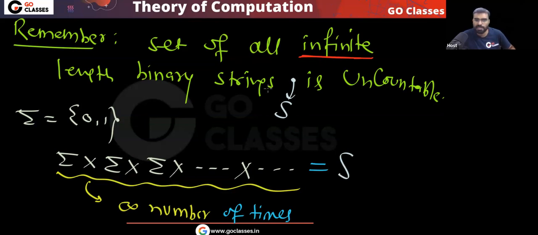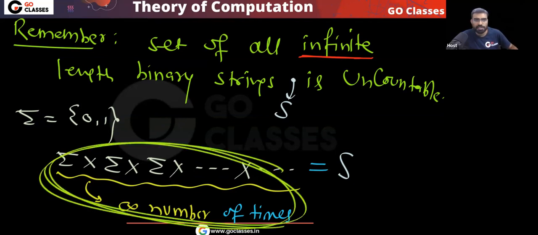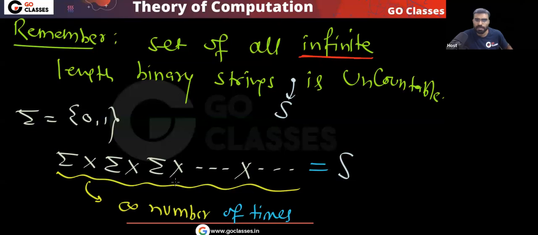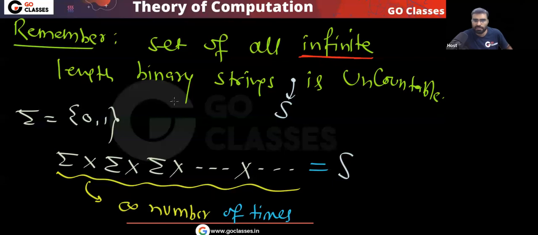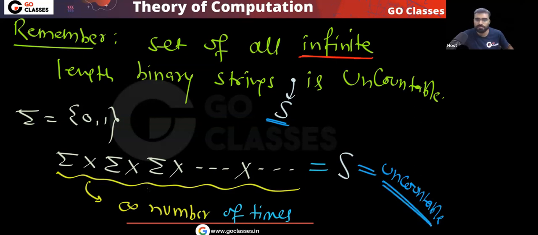Is this clear? This is your infinite length strings. Sigma cross sigma cross sigma cross and so on, infinite number of times, will create infinite length strings, agree or not? This will create your set S, and that is uncountable. Understood? Did you understand? Let me know.